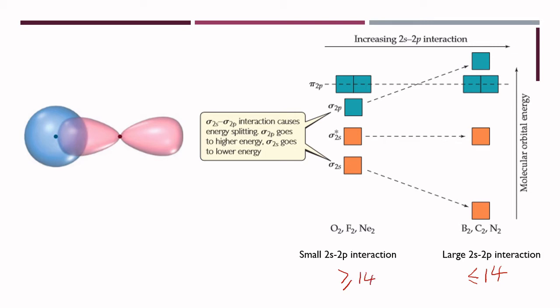It happens because the sigma 2s and sigma 2p interaction will cause the energy splitting. Sigma 2p will go to higher energy while sigma 2s will go to lower energy. In molecules having more than 14 electrons, there is small 2s 2p interaction. Because it does not have much interaction, the energy splitting is not much compared to the one with large 2s 2p interaction. If these 2s interact with this 2p, they are going to repulse each other, and then they will go separate ways, having a large gap in terms of the energy difference.